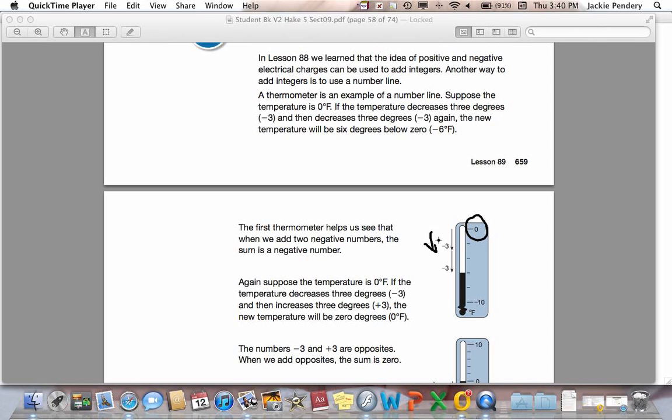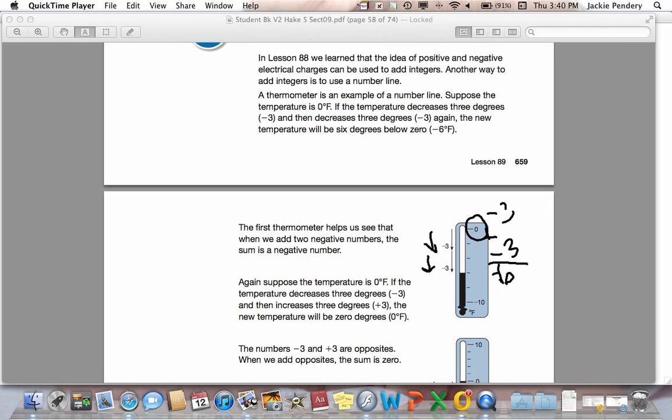So we're going to go negative 3 degrees. Now we're going to decrease another negative 3 degrees, and now we're at a total of negative 6 degrees. So if I was to look at this way, that would be like saying negative 3 plus negative 3 equals negative 6.